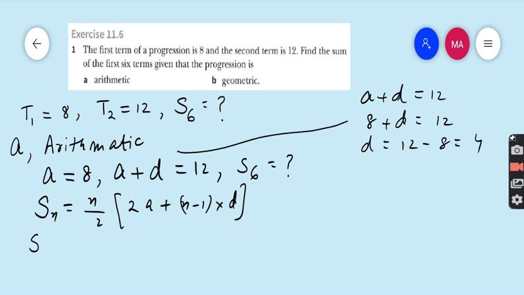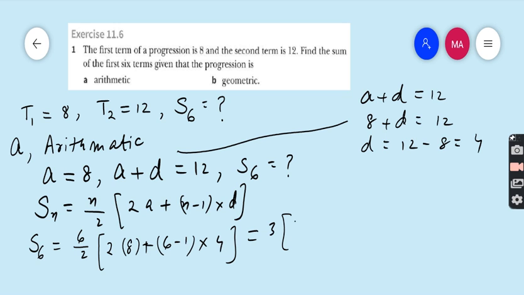So for S6 we put 6 where we see n: 6 upon 2, into 2 times A, which is 8, plus n minus 1, that is 6 minus 1, into D, which we found to be 4. 6 upon 2 is 3, 2 8s are 16, 6 minus 1 is 5, 5 4s are 20, 20 plus 16 is 36, and if you multiply 36 by 3, you will have 108. So 108 is the answer of part A.